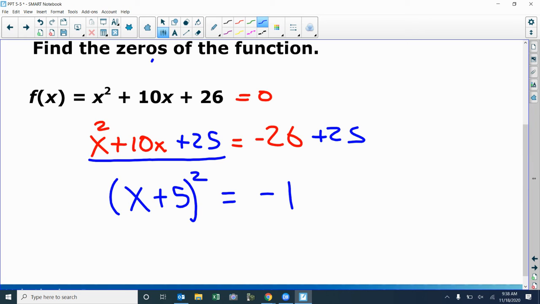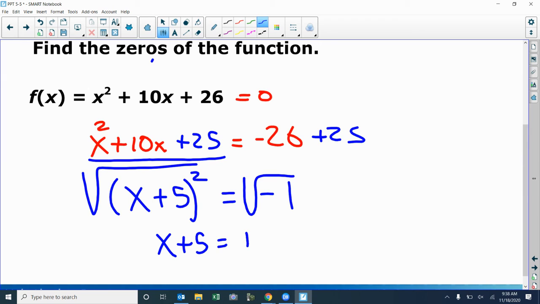So now when I take the square root of both sides, I'm going to get x plus 5 equals plus or minus. What is the square root of negative 1? None other than i. I'm going to take the 5 over. I'm going to get x equals negative 5 plus or minus i.